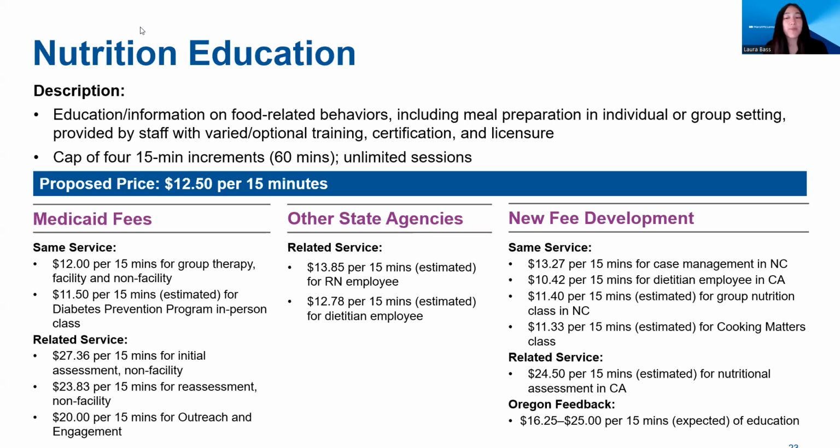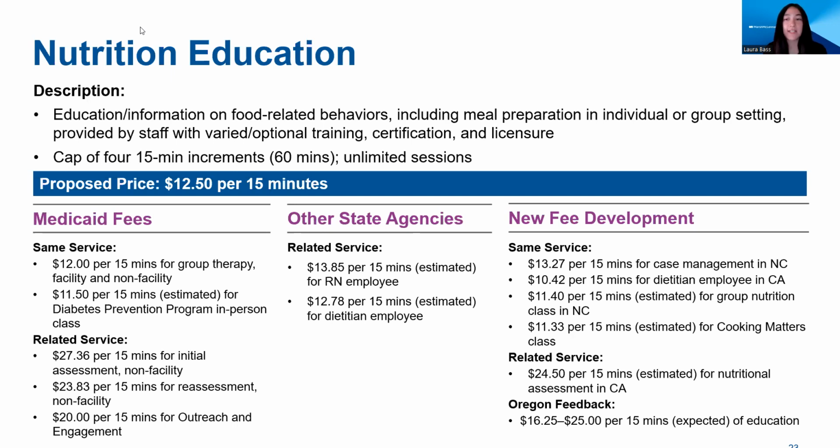For each slide with proposed pricing, we show the main price points and data points considered for the service. And we also show the range of prices from some of the feedback that we have already received. This slide presents the proposed price for nutrition education, which is education and information provided around food-related behaviors. It can include meal preparation in individual or group settings, as Julie said, and it's provided by staff with varied or optional training, certification, and licensure. So the proposed price for nutrition education is $12.50 per 15 minutes.